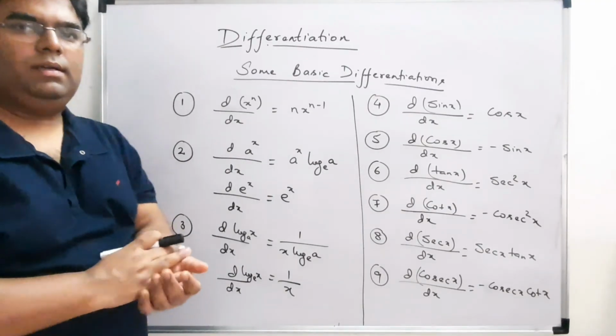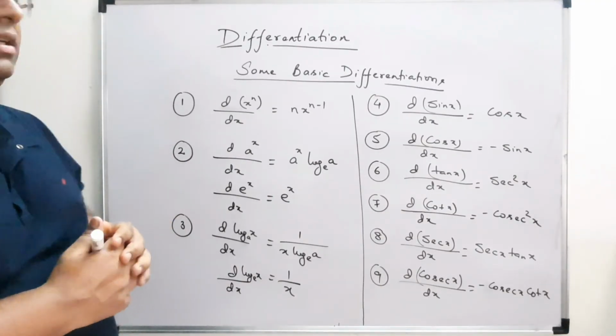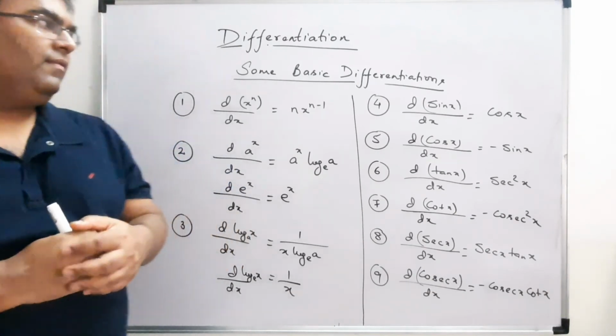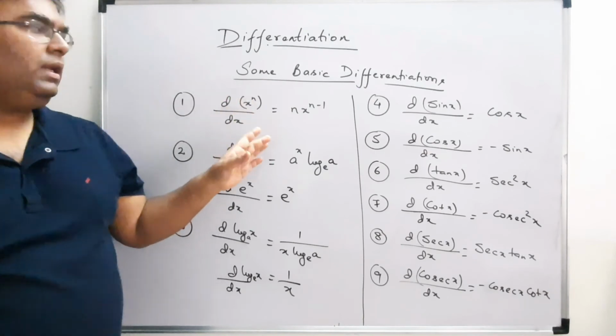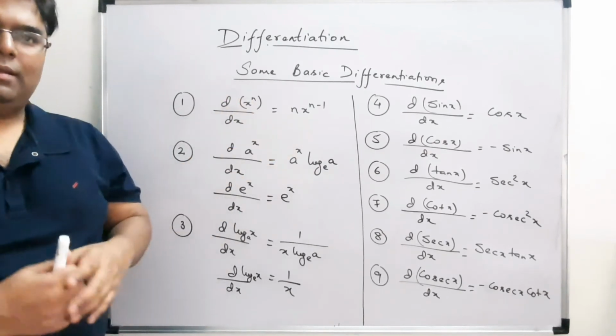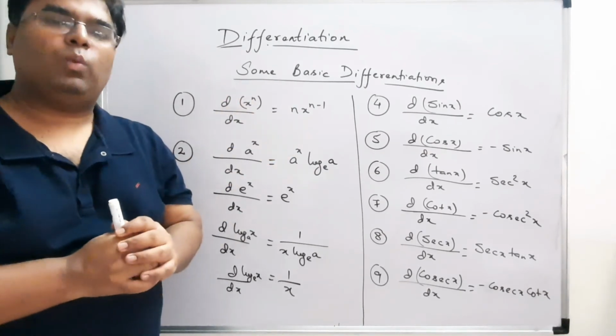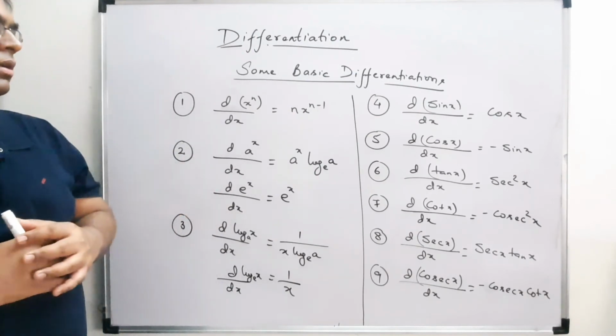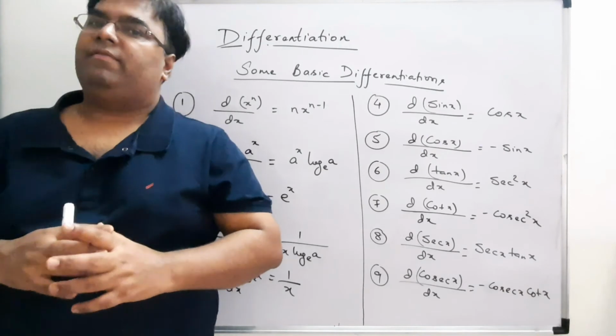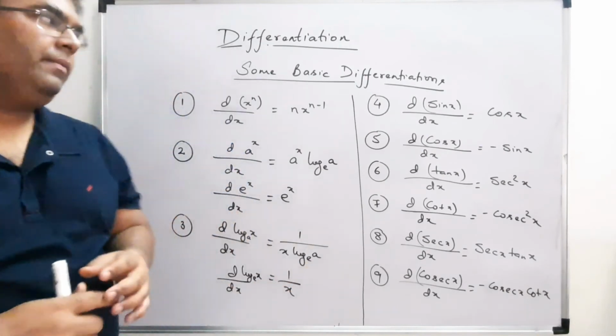Okay, let us revise our basic differentiation formulas. The first one is the differentiation of x raised to n is equal to n x raised to n minus 1. N can be any number. It can be an integer, it can be a fraction, anything, right?